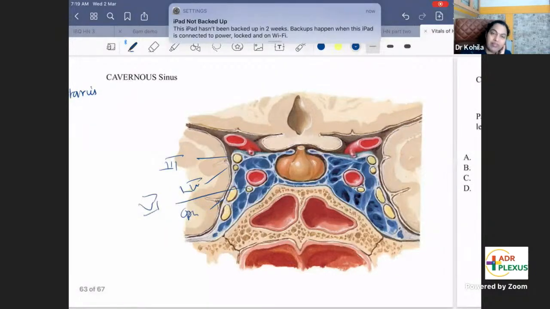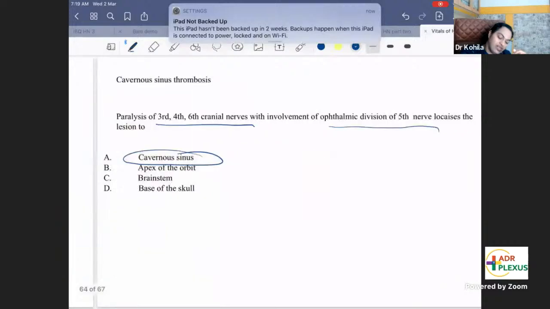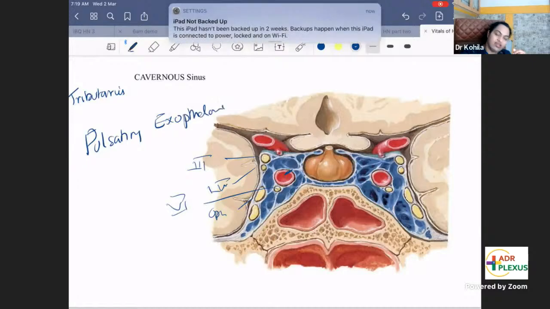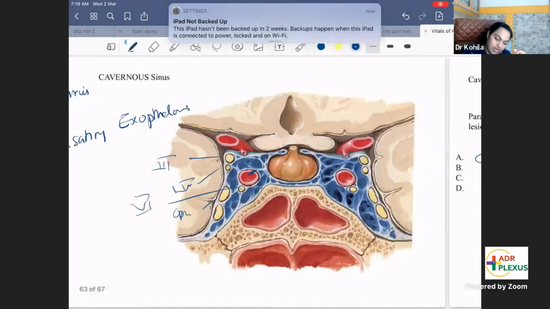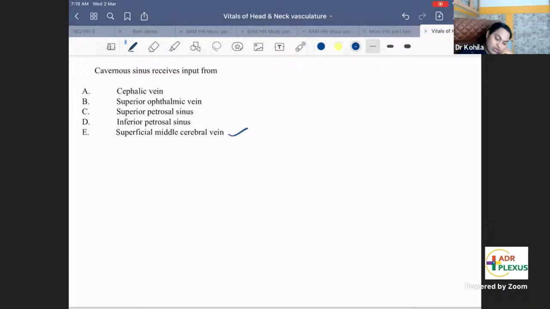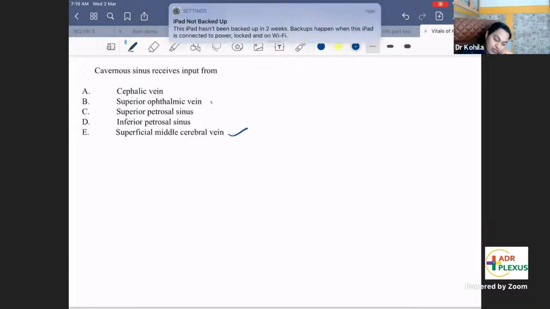Another thing that can happen, sometimes any trauma, fracture of the base of the skull, what can happen? Communication between the arterial blood of internal carotid artery and the venous blood within the cavernous sinus, leading to pulsating exophthalmos, edema of your lids. Cavernous sinus receives from the superior ophthalmic vein, from the superficial middle cerebral vein. These are all the communications.